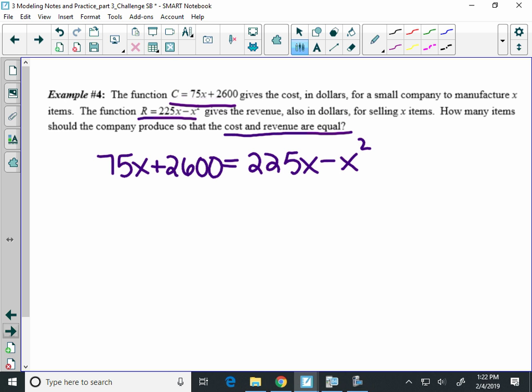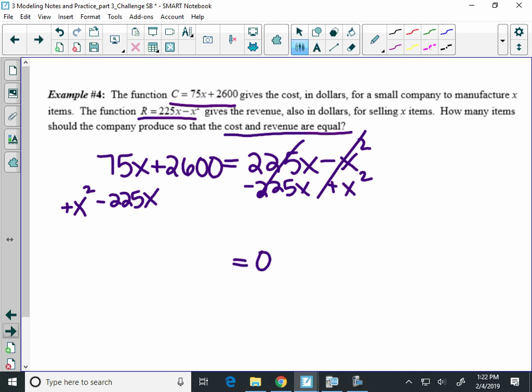How do you want to simplify it? Move the x over. I'm going to do this all in one step. I'm going to add x squared and I'm going to subtract 225, all at once, because that way the right-hand side equals 0. And what do I get on the left-hand side? x squared minus 150x plus 2,600. So that's the quadratic equation.